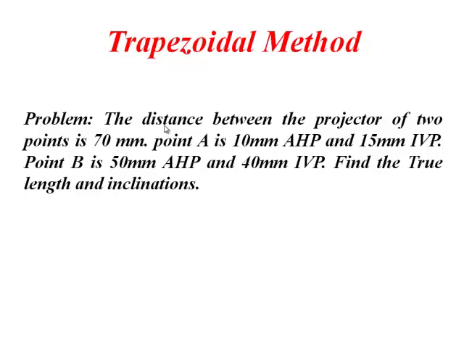Okay. So again I'll read the problem. The distance between the projectors of two points is 70 mm. Point A is 10 mm above HP and 15 mm in front of VP. Point B is 50 mm above HP and 40 mm in front of VP. Find the true length and inclinations. Okay. So here in this problem, whenever I am reading end projector, I can say that they gave the apparent length. I told you, end projector is nothing but the horizontal distance between A dash to B dash. So definitely they gave the apparent length.